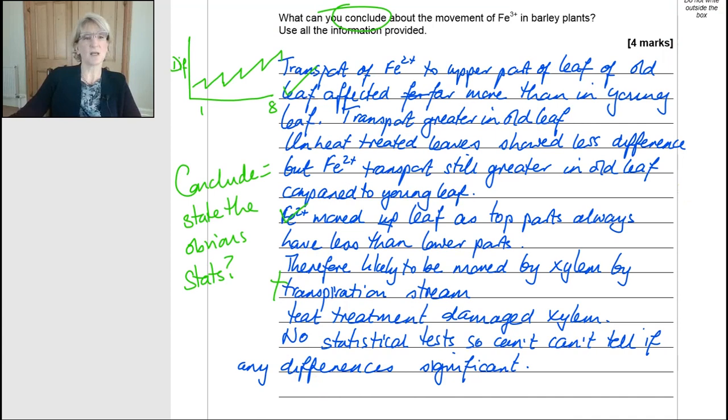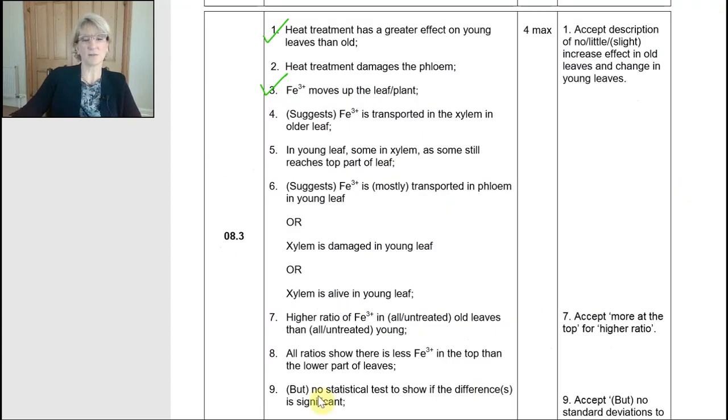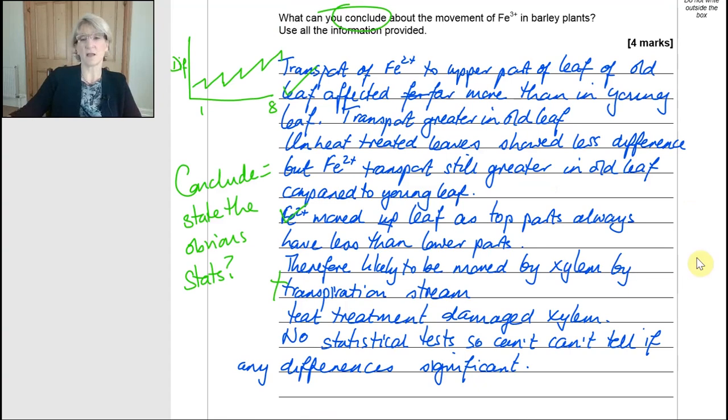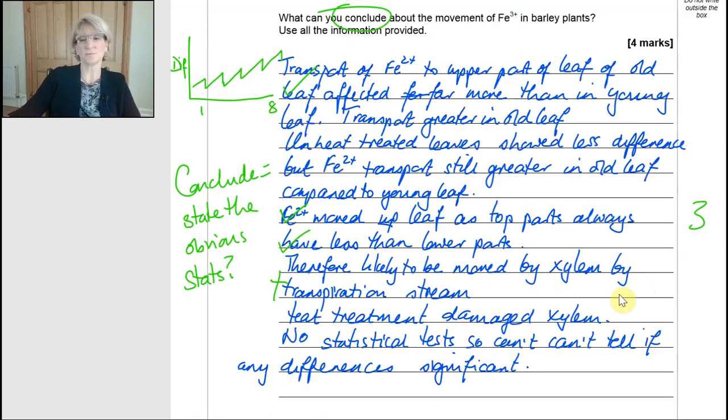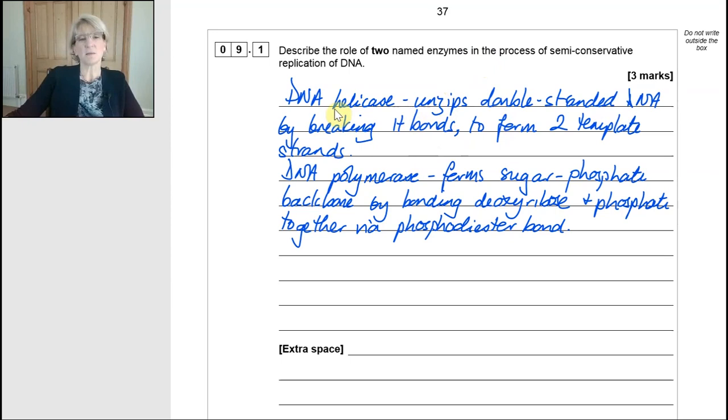No statistical tests. Have they got something about no statistical? Here we go. So I'd have got 3 for that mark. I think I might get that mark. I'm not sure. 2 named enzymes. Well, this to me is pretty short and sweet. DNA helicase unzips the double-stranded DNA by breaking the hydrogen bonds to form 2 template strands.